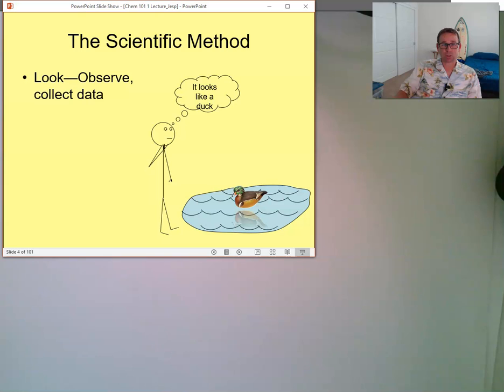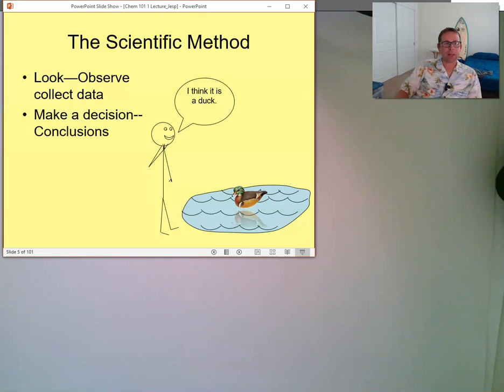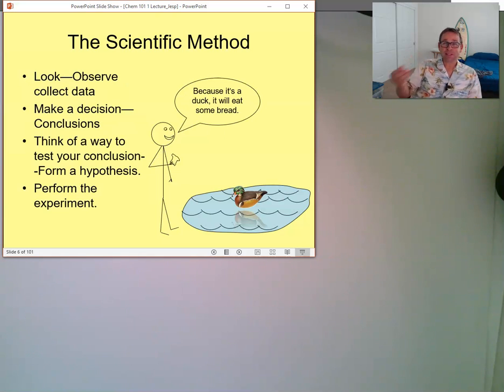This is how science works. First, you make an observation. You look and make an observation. Like this guy says, oh, look, it's a duck. And then you decide, if this is a duck, then it will eat some bread if I give it some bread. So that's called a hypothesis. You looked, you made an observation, and then you developed a hypothesis.